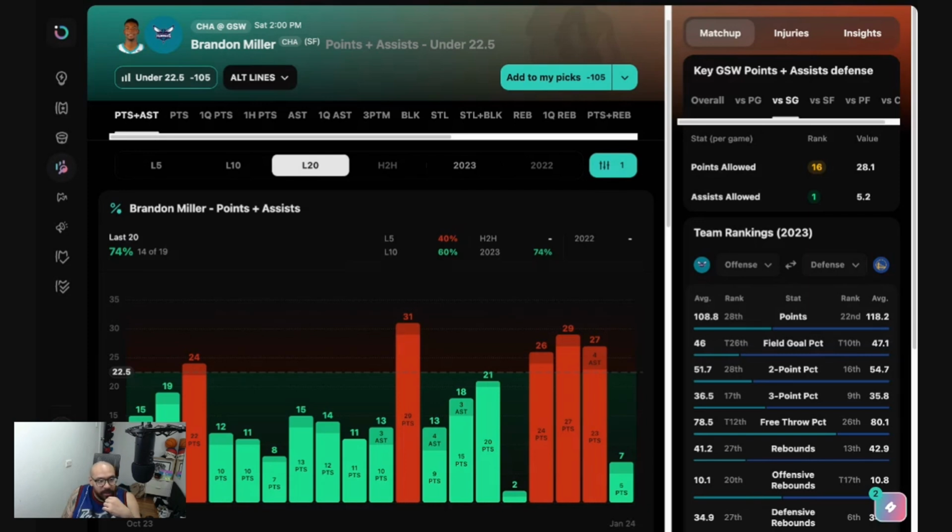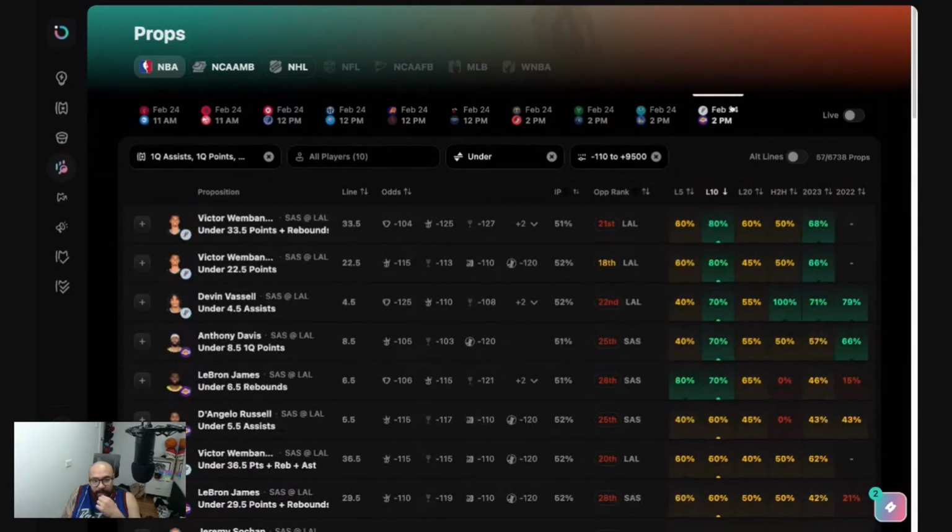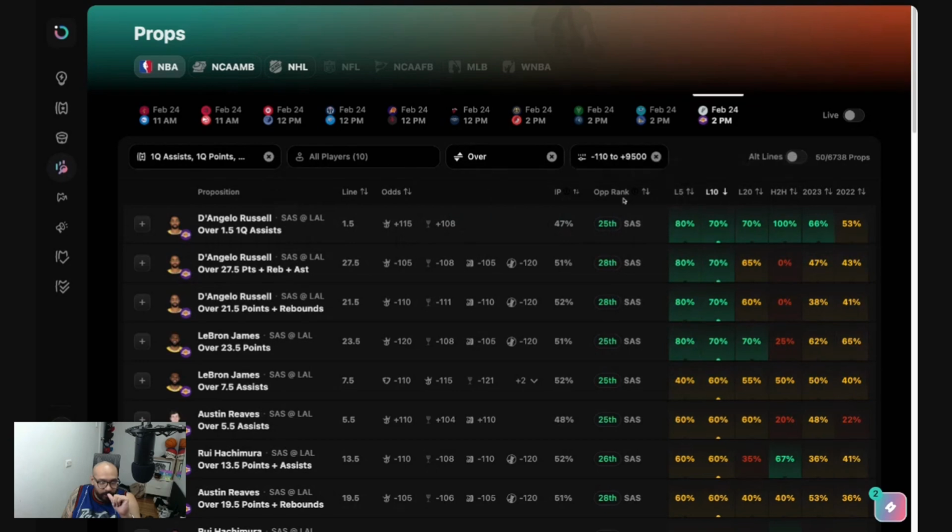If LaMelo's in, we're taking the Brandon Miller under. All right, let's jump into the last game. It's the San Antonio Spurs versus the Los Angeles Lakers. I'm sure we're going to see every man and his dog as game time decisions in this one. Looking at the over, though, what do we see?